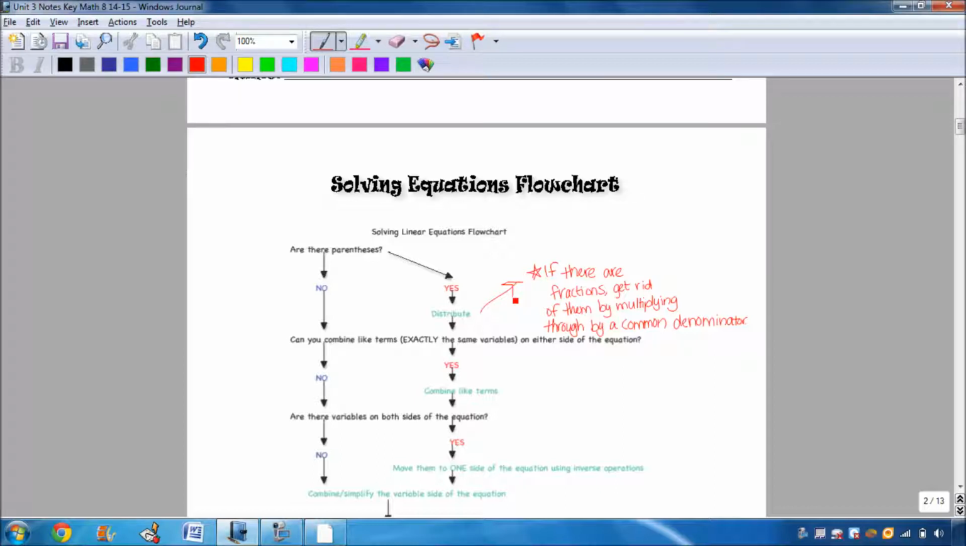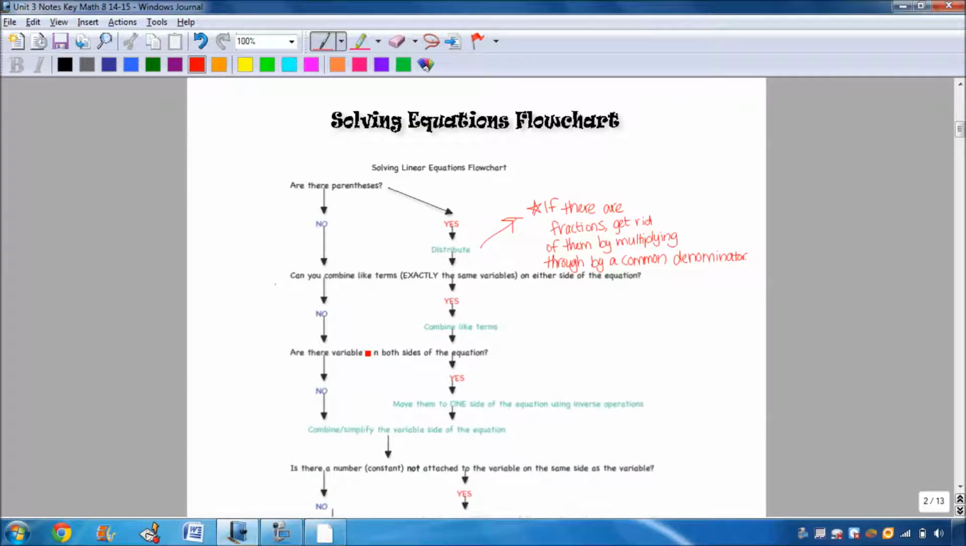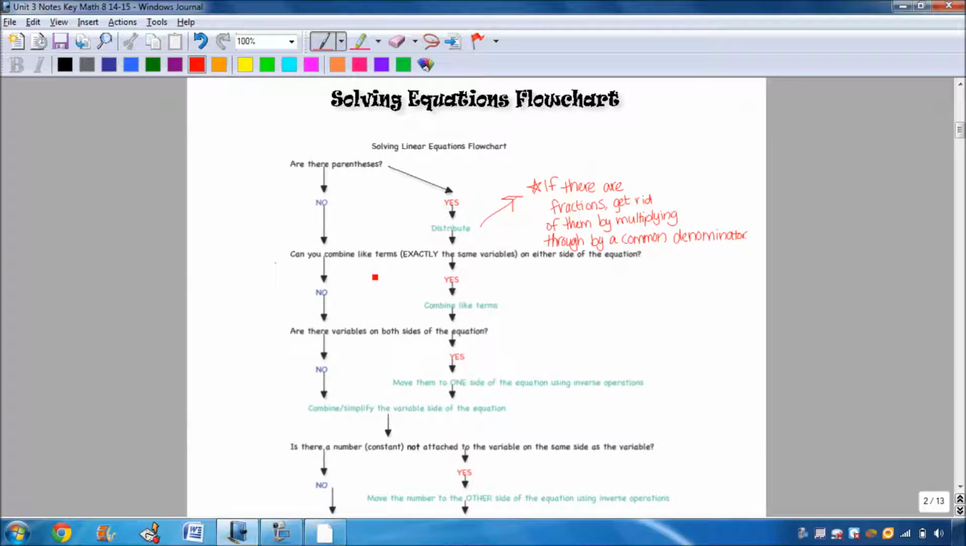Then you're going to ask yourself, can I combine like terms, exactly the same variables on either side of the equation? If the answer is no, you move on to the next step. If the answer is yes, you're going to combine like terms, okay? Now this is where things get new. Are there variables on both sides of the equation? If the answer is no, you are going to move on to the next question, all right? If the answer is yes, you're going to move them to one side of the equation using inverse operations. Remember, we know inverse operations, like the inverse of addition is subtraction, for example, okay?